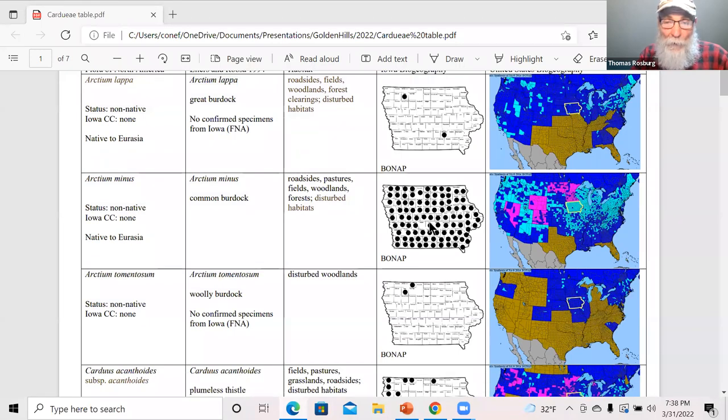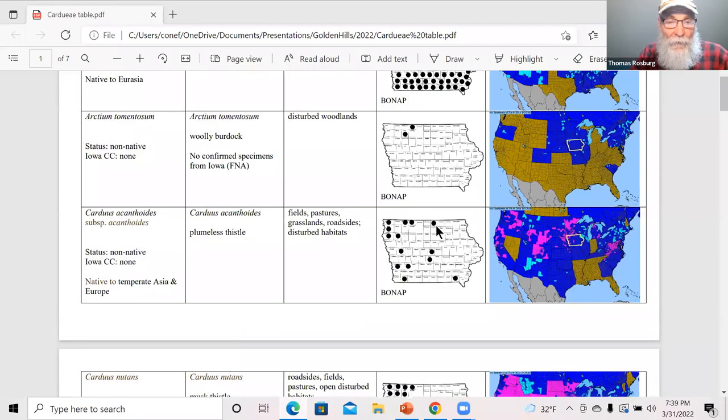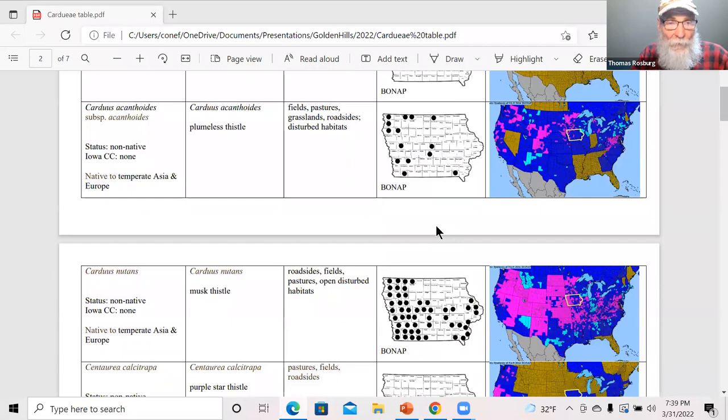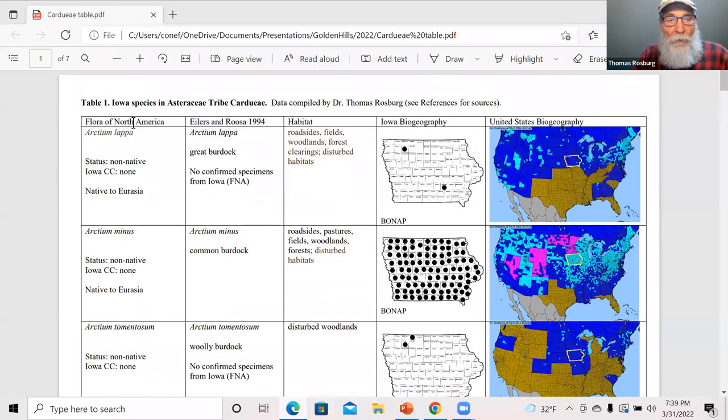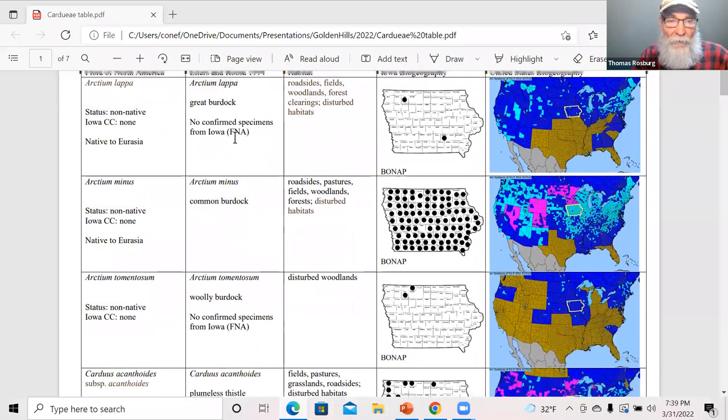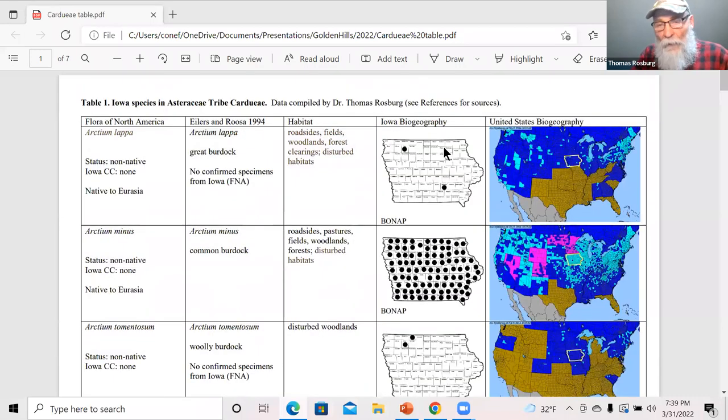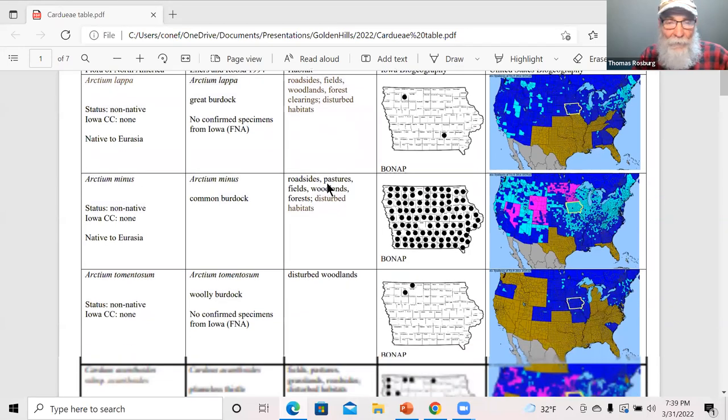Common burdock, of course, is the one that we have, and you can see it is in every county. Then we have a couple of the two Carduus species. Again, what I'm giving you here is just some information. The first column has the correct scientific name according to the Flora of North America. And then in this column is the name in Eilers and Roosa, which is somewhat outdated now, from 1994. Then habitat, Iowa, biogeography, and then the BONAP map for the United States.